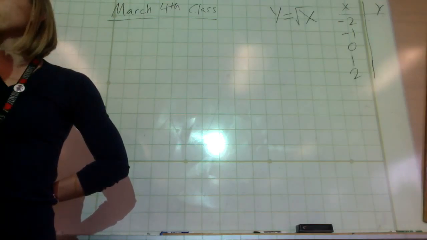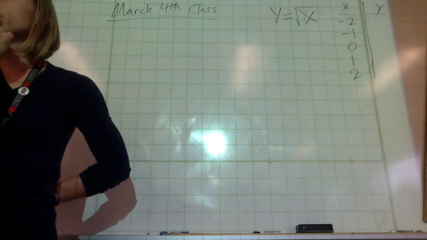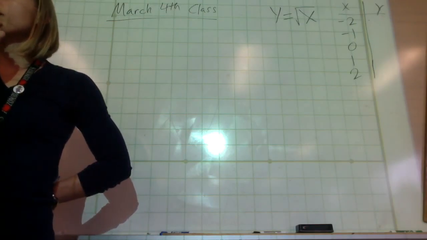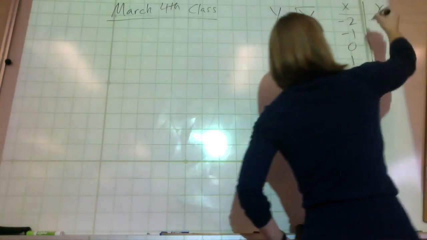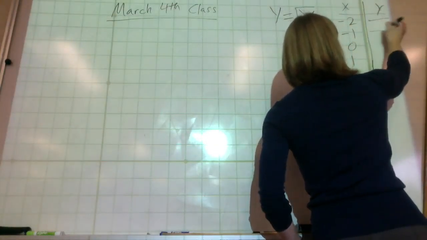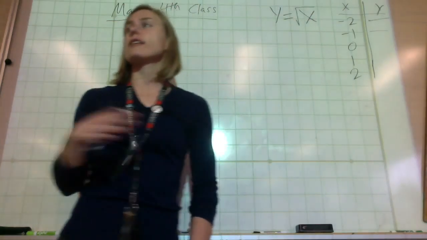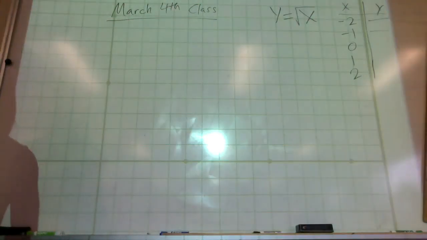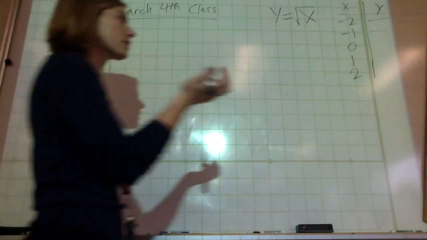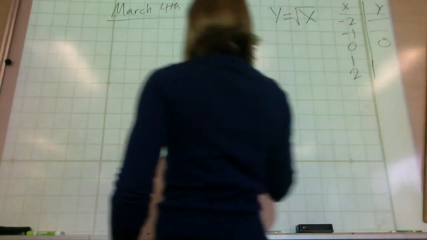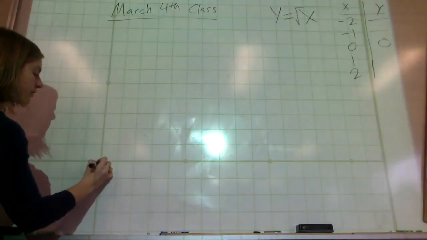Can we have a negative in that square root? Didn't we just learn that's an imaginary number? You can't graph imaginary numbers. So you can't even do that one. Same thing with negative 1. We can't even put in anything for it. Graph 0. 0, though, we can graph. Because what times itself gives you 0? 0. Square root of 0 is 0. So we do have a point at 0, 0. Yay for us.